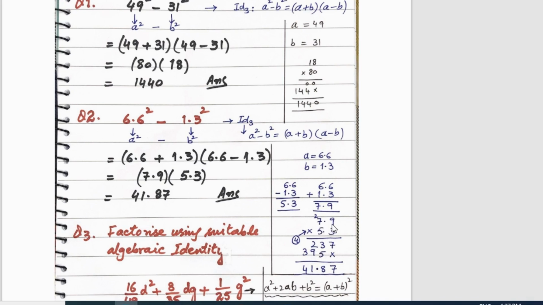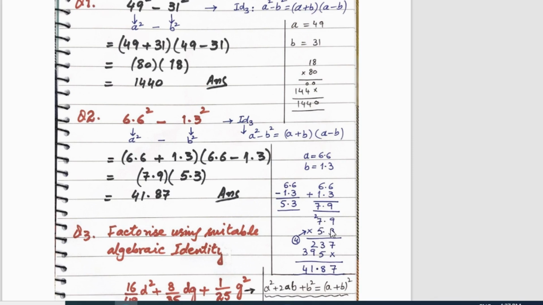Now come to 7.9 and 5.3. Here, first of all, ignore that decimals are here. When we multiply, we just ignore them. Write down the decimal there as it is, but in your brain, in your mind, ignore them.